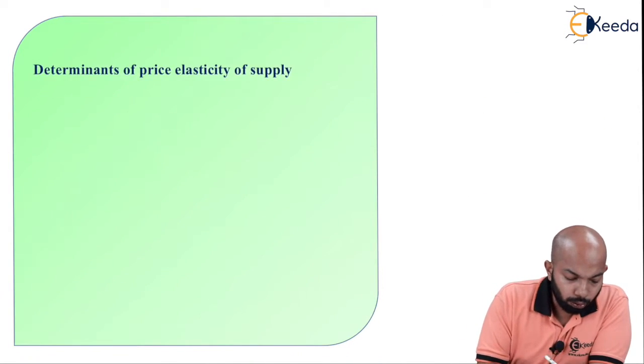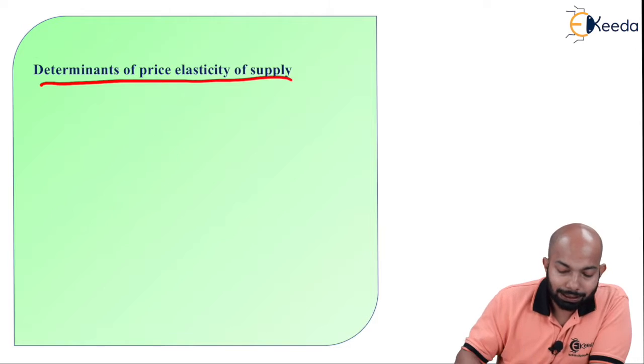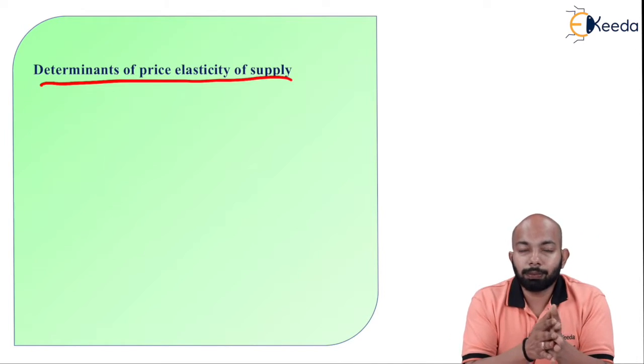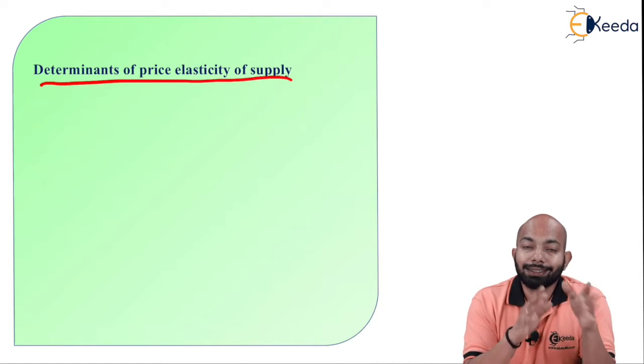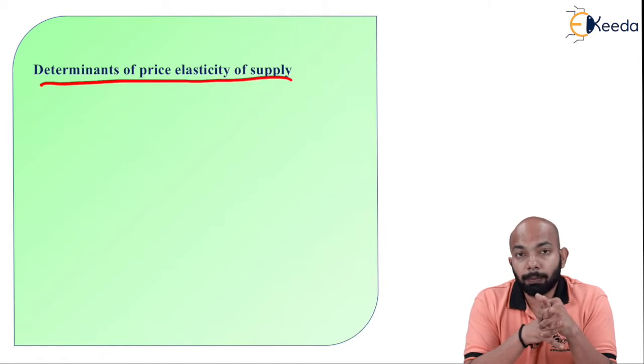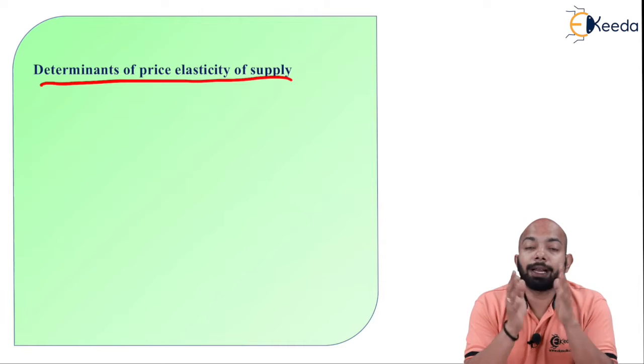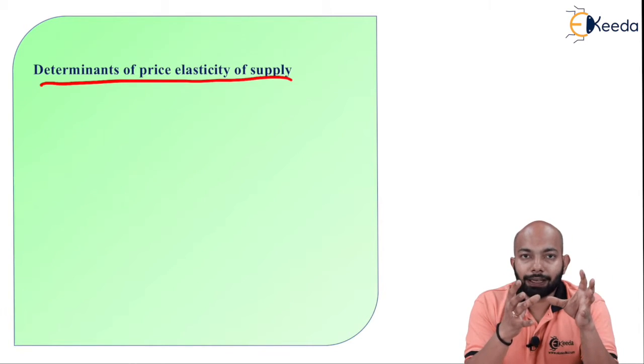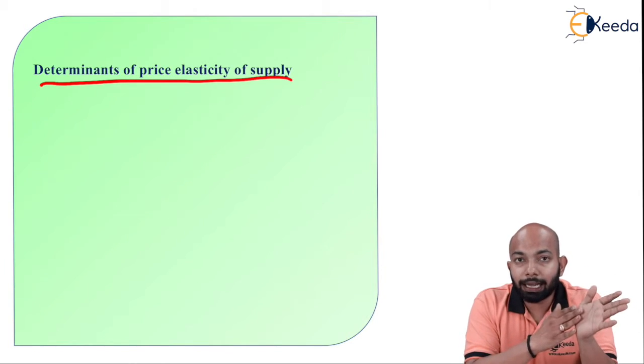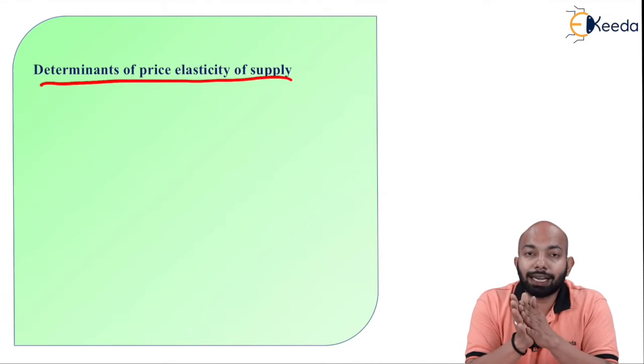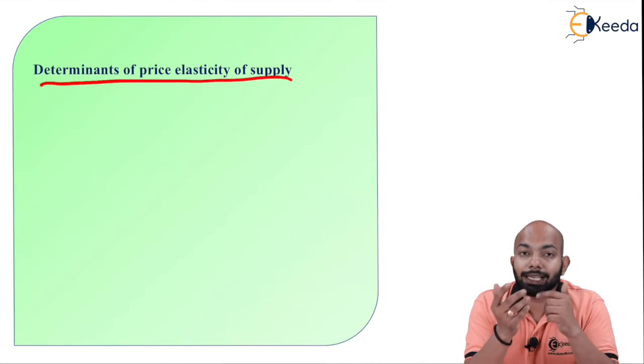Now, the next part refers to the determinants of price elasticity of supply. We have understood the determinants which affect the price elasticity of demand. Here we'll be understanding the factors that affect the price elasticity of supply. What are the factors because of which supply can change, and because of that my price elasticity of supply will keep on changing.